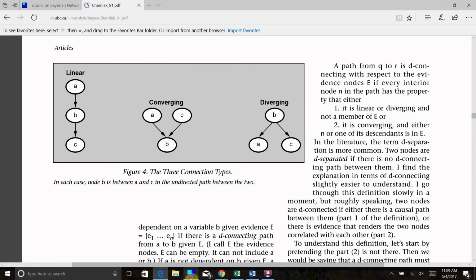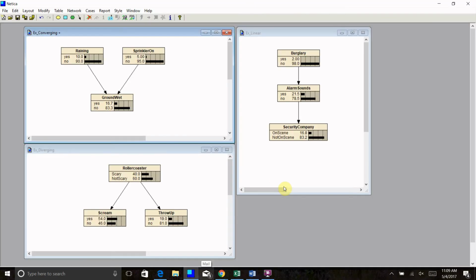I made these three examples the other day to illustrate a paper, and I realized that it was helpful to me to see them in action, so I wanted to share them with you. Starting up here with my converging type connection, I have two parents that are affecting one child. My parents are: is it raining? Is the sprinkler on? And my child is: is the ground wet?